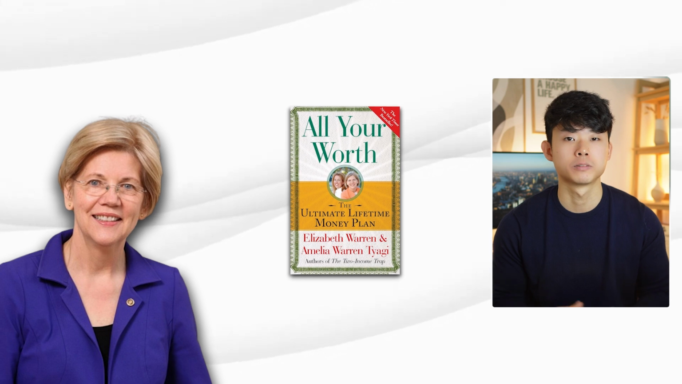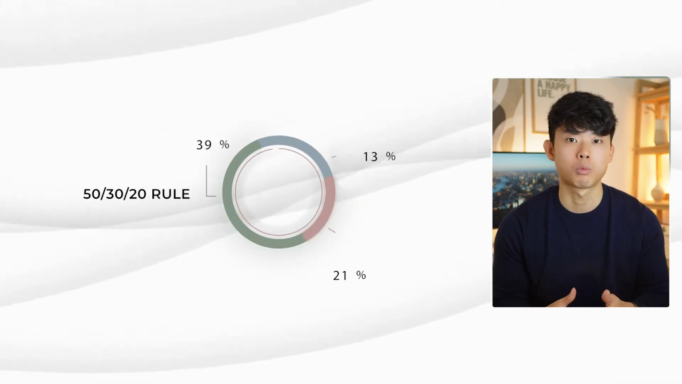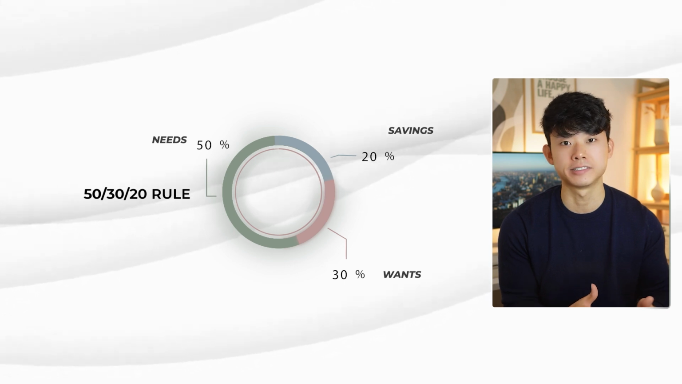This budget rule, popularized by then Harvard Law professor and current Senator Elizabeth Warren in her book All Your Worth: The Ultimate Lifetime Money Plan, offers a straightforward approach to managing finances by dividing your after-tax income into 3 categories: 50% for needs, 30% for wants, and 20% for savings and debt payoff.